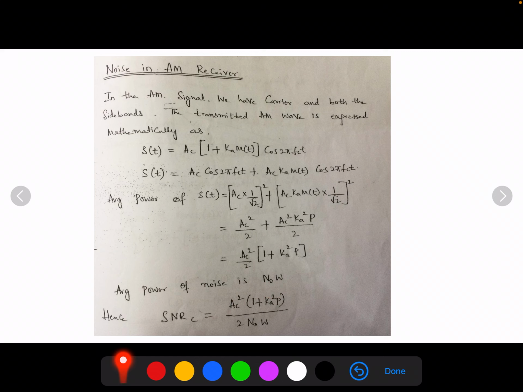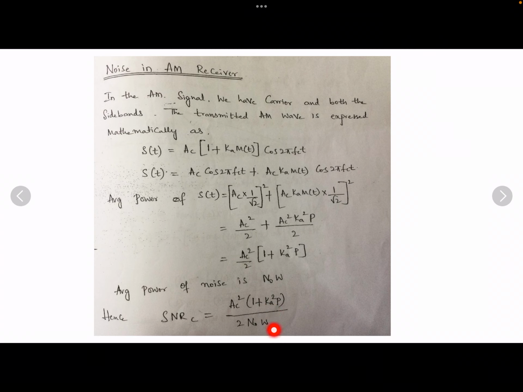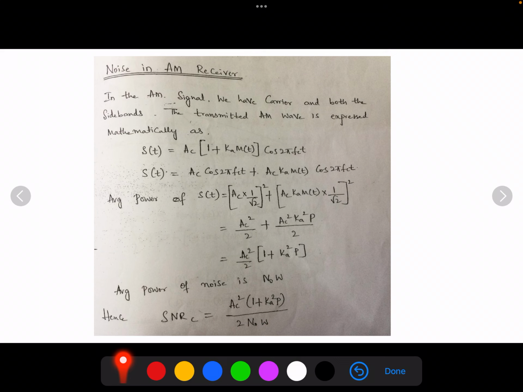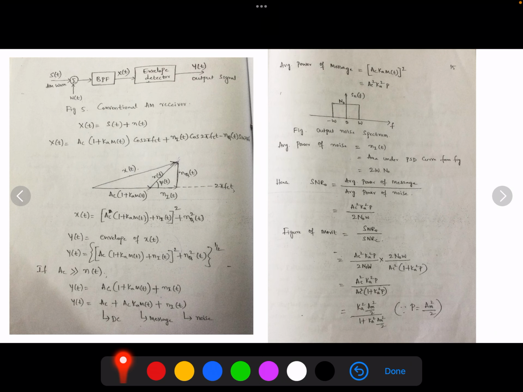So the channel signal to noise ratio is given by Ac square into 1 plus Ka square P divided by 2 N0 W, nothing but the average power of s(t) divided by the average power of noise. This is the channel signal to noise ratio. Similarly, we need to find the output signal to noise ratio.